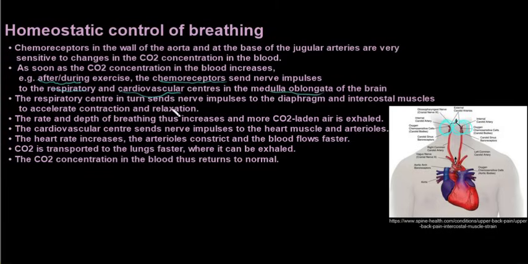respiratory center will in turn send a nerve impulse to the diaphragm and the intercostal muscles to accelerate the contraction or relaxation process in the muscles, and then the rate and depth of breathing will thus increase and more carbon dioxide laden air is exhaled. Now the cardiovascular center will also send a nerve impulse to the heart muscles and the arterioles, and the heart rate increases, the arterioles will constrict and blood will flow faster. Now carbon dioxide is transported to the lungs faster, where it can be exhaled, and then the carbon dioxide concentration in the blood will return to normal.